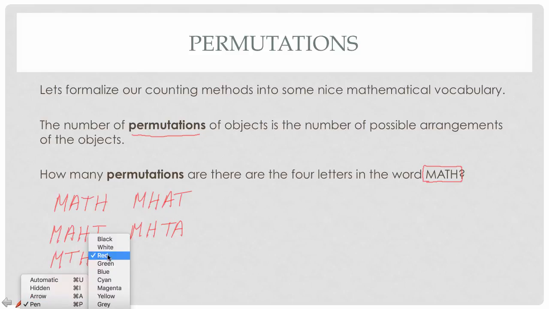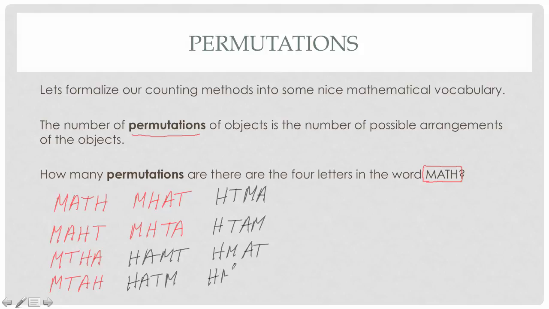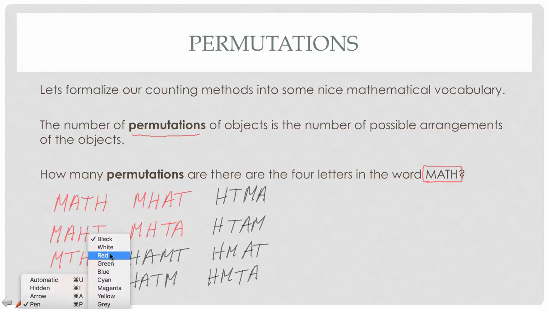So let's switch colors. And now let's start with H. So we have HAMT and HATM. Now we've got HTMA and HTAM. And then we've got HMAT and HMTA. Look at that, 6 more of them. That's kind of interesting. All right, let's keep moving on.